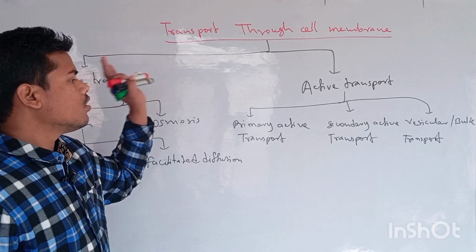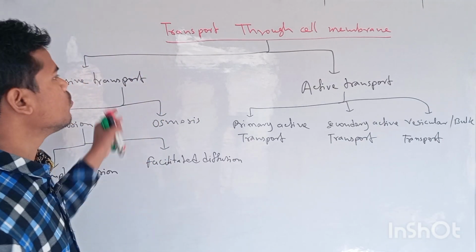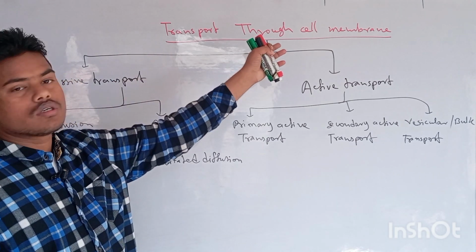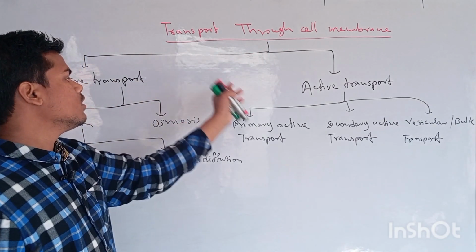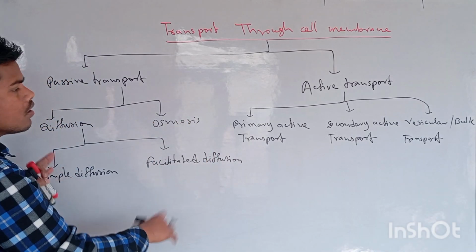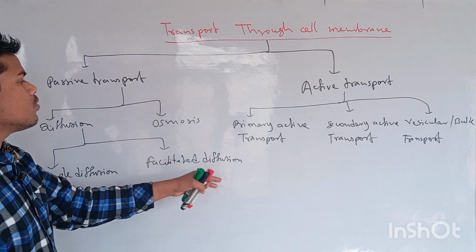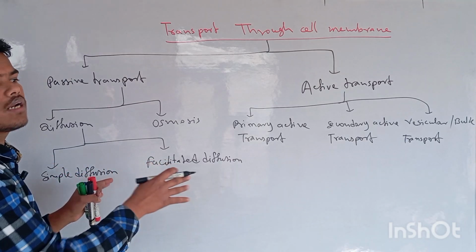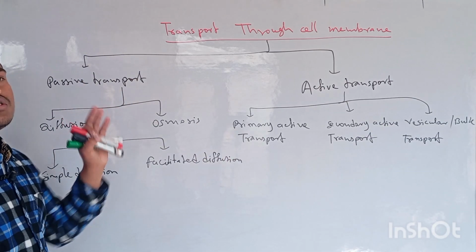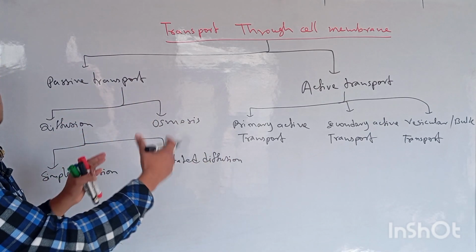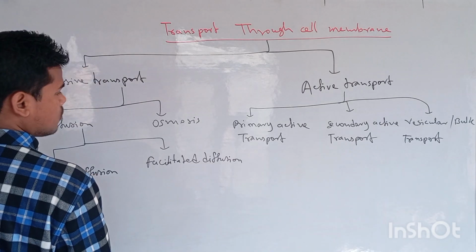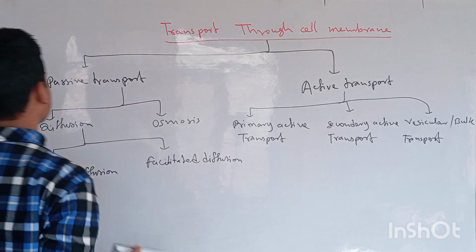At first, when you are asked to write a short note or long question on transport through the cell membrane, first you should classify the transport mechanisms, and then according to the marks: if a short note, only definition and example, and if asked in a long question, also briefly describe that mechanism. So let's move one by one.